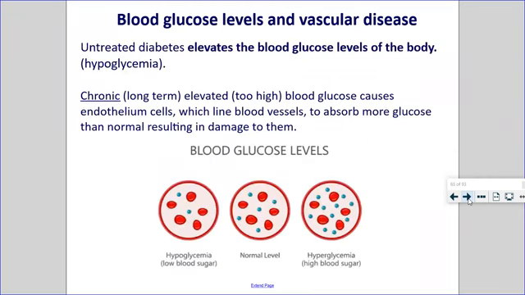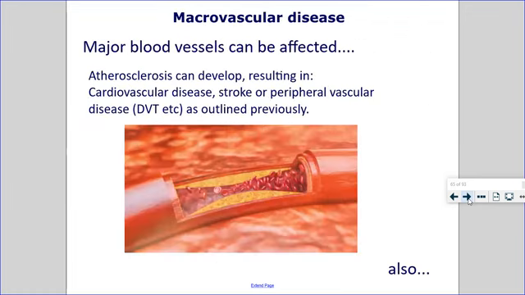So diabetes, if it's untreated, then it leads to high levels of blood glucose or sugar in the blood. And if this is high for a long period of time, then it can cause damage to blood vessels. It can damage the endothelium cells, the lining of the blood vessels. So there can be macrovascular disease or damage to the major blood vessels in the body. And there can be microvascular disease, the smaller blood vessels.